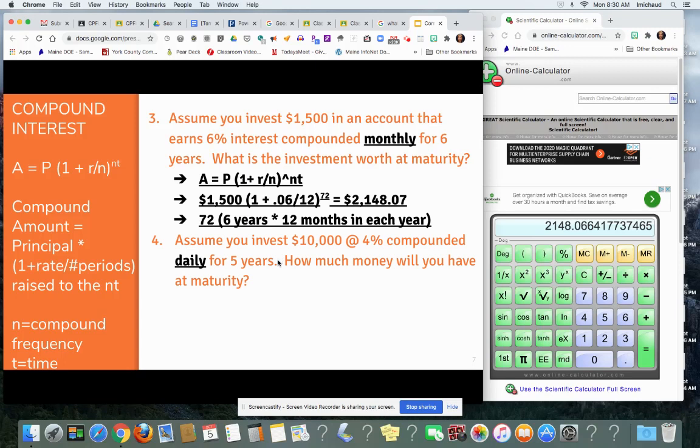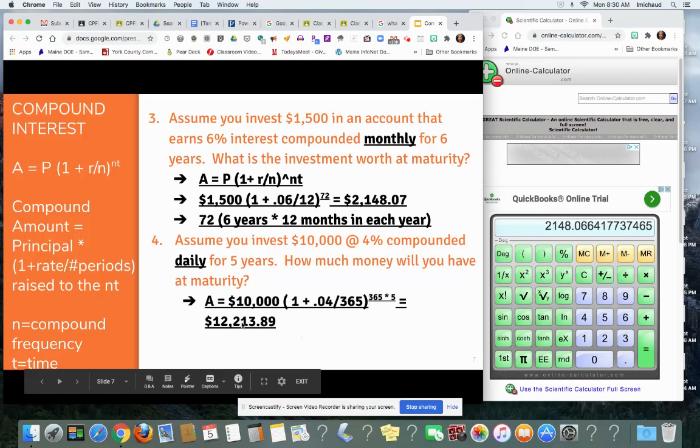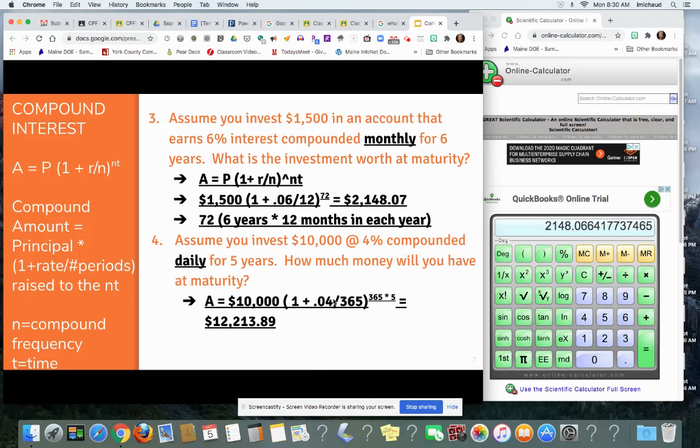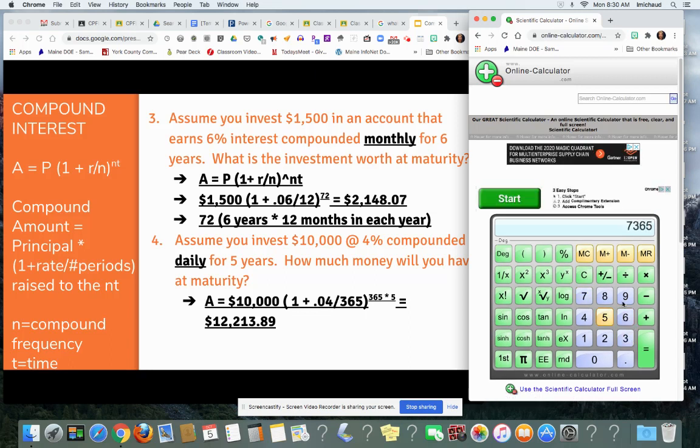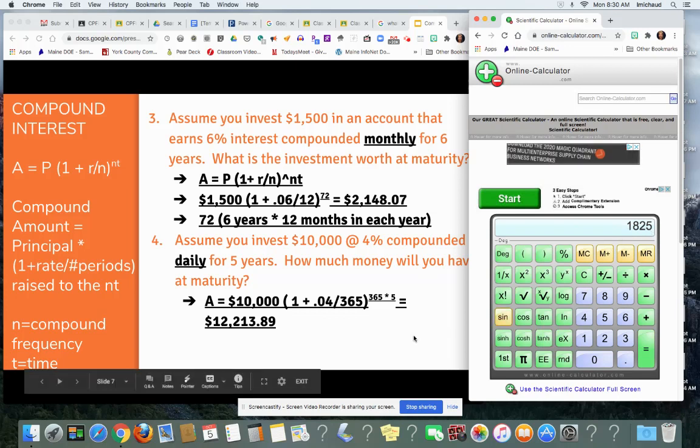Okay, let's try number 4. Assume you invest $10,000 at 4% compounded daily for 5 years. How much money will you have at maturity? So plug the numbers into the formula. 10,000 is the principal, 1 is a constant, it's 4%, daily is 365 times. I would do this number out on a calculator first, okay? So it's compounded daily, which is 365, for 5 years. So it's compounded 1,825 times.